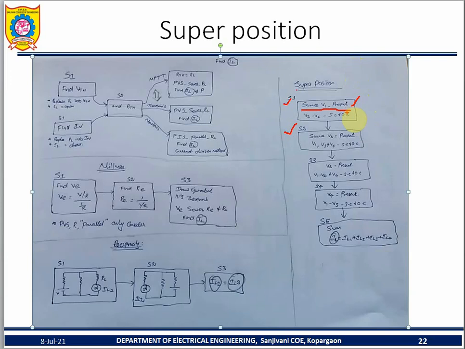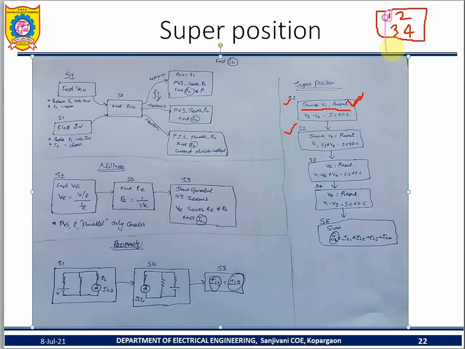For example, in your given circuit, 4 sources are present. Or in your classroom, 4 boys are present. Step number one: keep only one member in the room, and the remaining 3 members move outside. Then find the current.